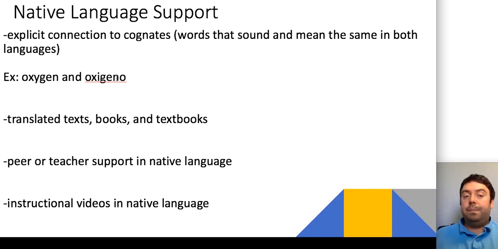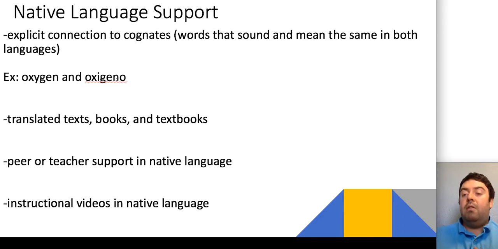be very beneficial. Some other ways you can develop students' native language and provide native language support is to provide text in their native language, so books on the topic you're learning. You could provide them homework in their native language that they could review with their parents or family members. You could provide instructional videos or informational videos or multimedia in their native language. You could also provide peer or teacher support in their native language. So if a student is not understanding it in English, then it's fine to have their peer explain it to them in their native language.